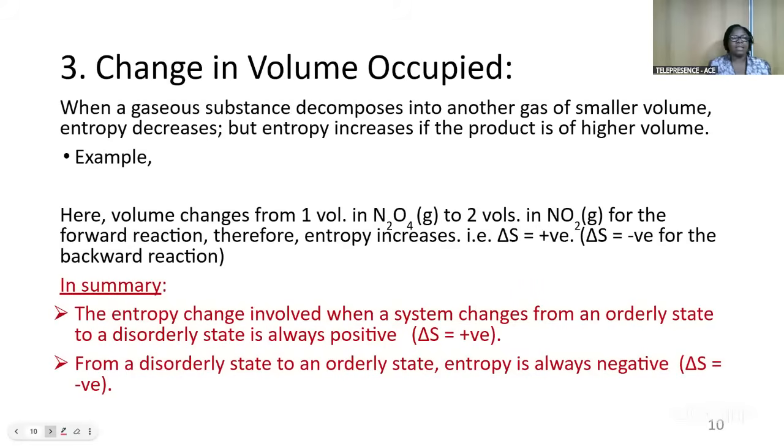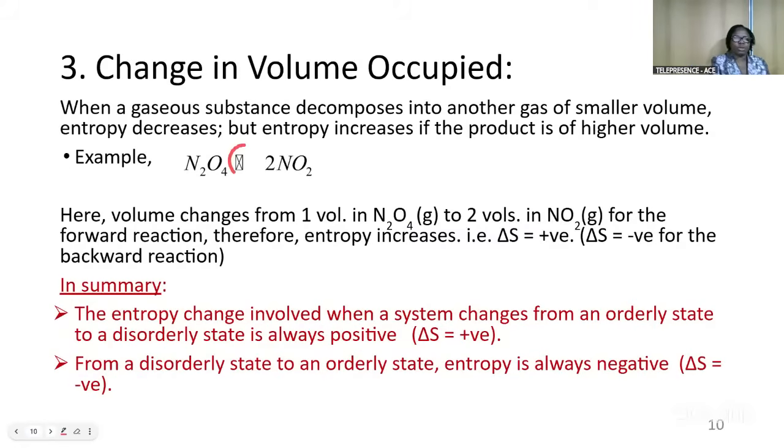Having said that, the third one is change in volume occupied. For change in volume occupied, it's also very simple to understand. When you have a gaseous substance decompose into another gaseous substance of smaller volume, entropy will decrease. But entropy will increase if you have a product that is of higher volume.